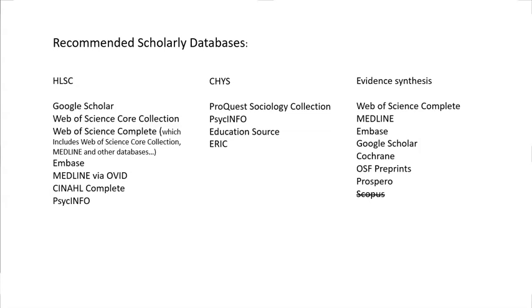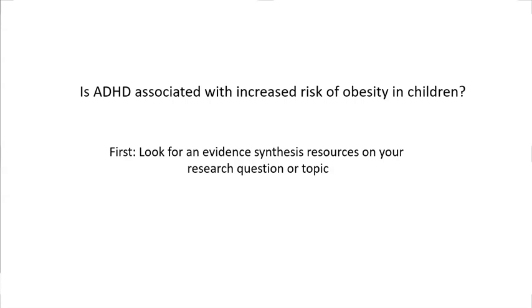So lots of choices here as well. So here's my topic. First, I look for an evidence synthesis resource on your research topic or question. Is there an evidence synthesis report out there? Is there a rapid review done in the last 5 years on your particular research questions? It's always good to look at it and see it.